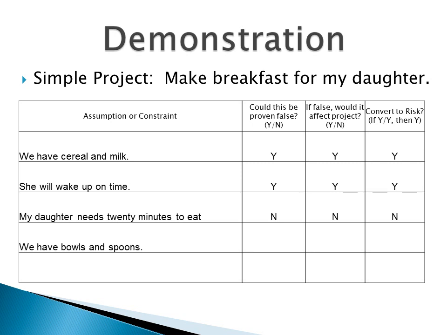Another constraint is the need for bowls and spoons for the cereal. I know that we have bowls and spoons in the kitchen, so it cannot be proven false. If it did happen to be false and the bowls and spoons were not in the kitchen, it would affect the project. However, since the answer to the first question was no, this is not a risk either.